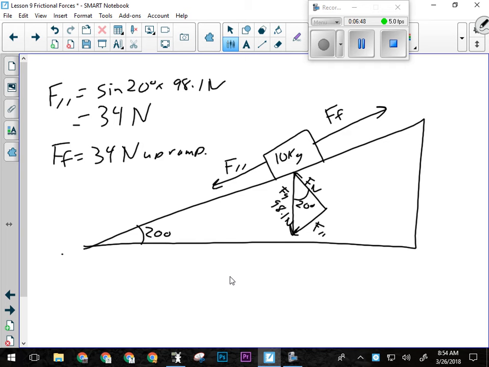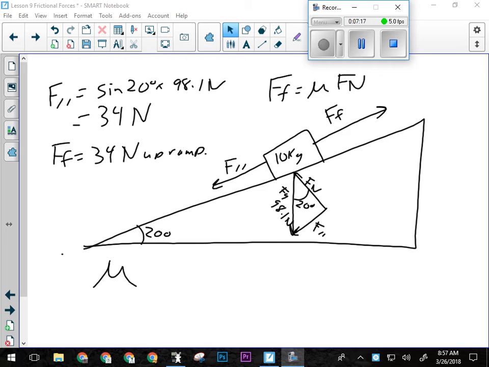Okay, next step in this question. What is the coefficient of friction between the 10-kilogram box and the plane? So you're looking for mu. See if you can figure out how to calculate mu. Remember that this is the friction formula, right? Mu times the normal force. So if I want to calculate mu, I already have the force of friction. All I need is the normal force, which is the adjacent side of that internal triangle we always draw.